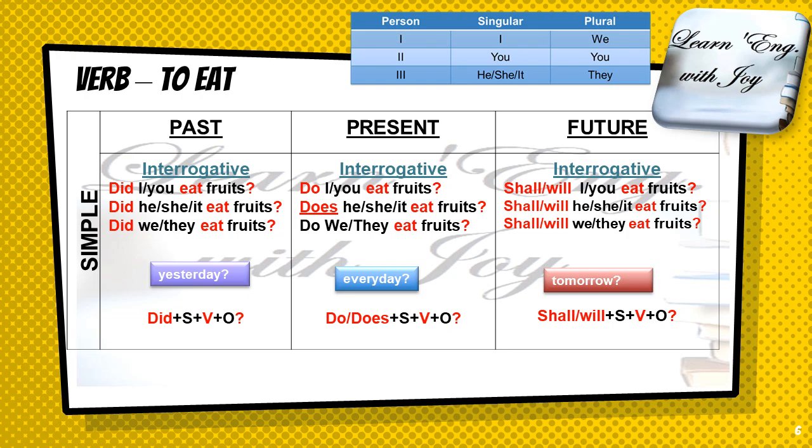So shall I eat fruits? Shall you eat fruits? Again question mark. Will he, she, it eat fruits tomorrow? Will we eat fruits tomorrow? Will they eat fruits tomorrow? There is no change in the verb. The syntax is very simple. Shall, will, plus subject plus verb plus object. If you look at the syntax here and then you look at the syntax for the affirmative sentences, the only thing is that this has come with a question word at the beginning.